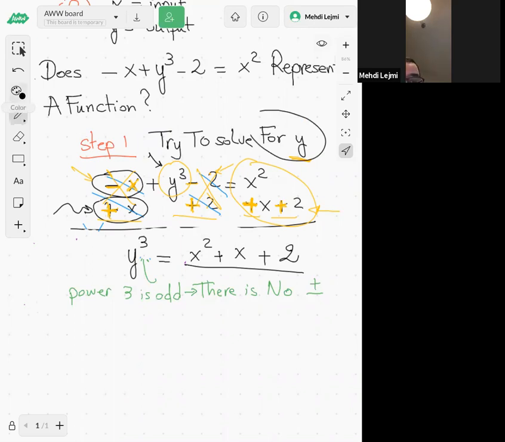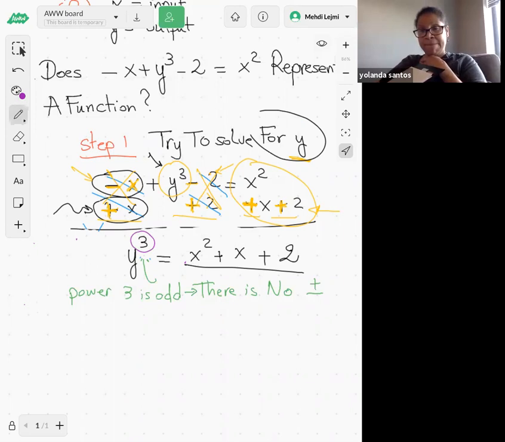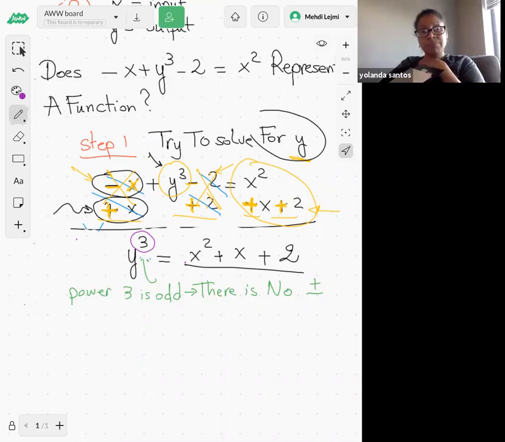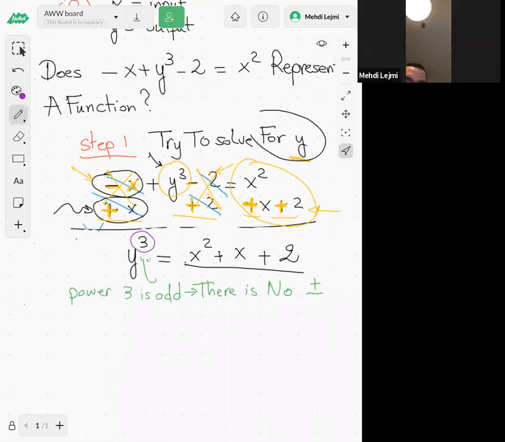So I need to find a way to get rid of this cube, this power. The way to do it, if you have power 3, is you apply the third root to both sides. I'm going to apply the third root here on the left, and because it's an equation, you have to do exactly the same on the other side. So on the other side, I have to apply this third root too.